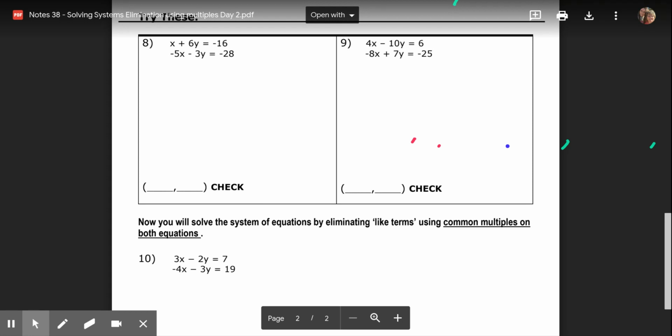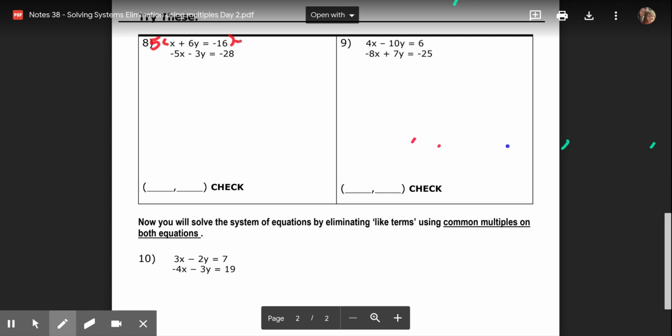So again, it really doesn't matter what you do. Some people like to eliminate the x's no matter if it's a bigger number that they're multiplying by or not, just because x appears first. I'm just going to go ahead and eliminate the x's. So I'm going to multiply this right here by a 5.